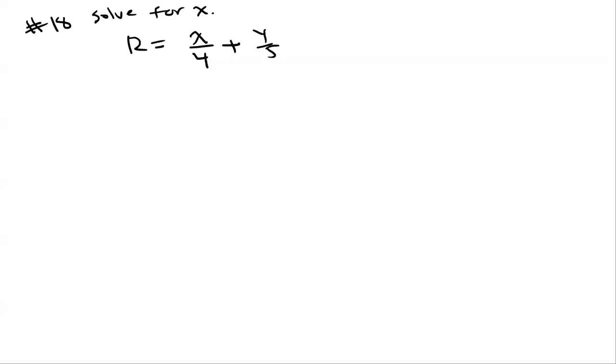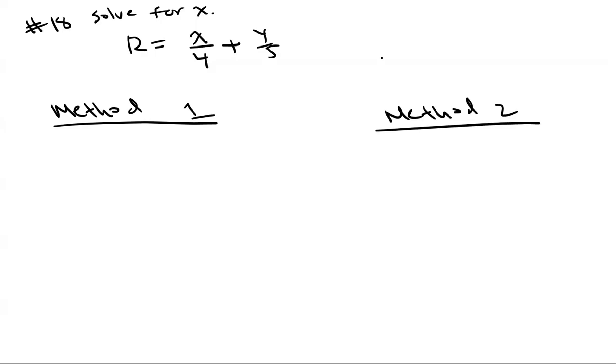All right, so for this part of the review, we want to solve for x here. We have r is equal to x over 4 plus y fifths. And I want to show two methods here. And again, there's more than one way to solve these problems. And then I'll show method two.